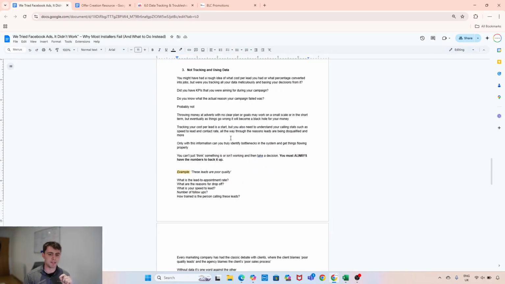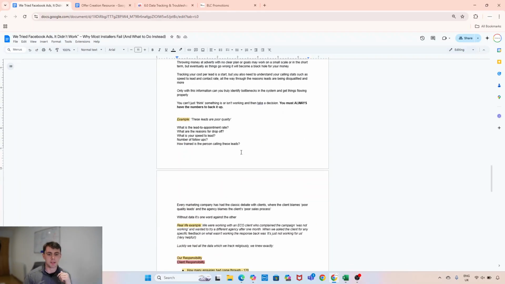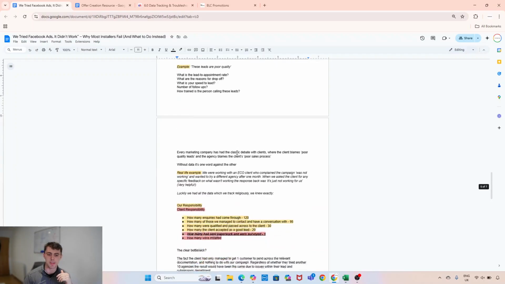And it's only with this information, with the numbers and the data, that you can actually identify bottlenecks in the system, because a lot of the time when a campaign fails, it's just one thing that's not working that you can more often than not fix quite easily. So for example, the most common one: these leads are poor quality. You need to understand what is your lead to appointment ratio, why are leads dropping off from lead to appointment, what is your speed to lead, how many times you're actually following up on these leads. All of these questions and data points you need to understand.